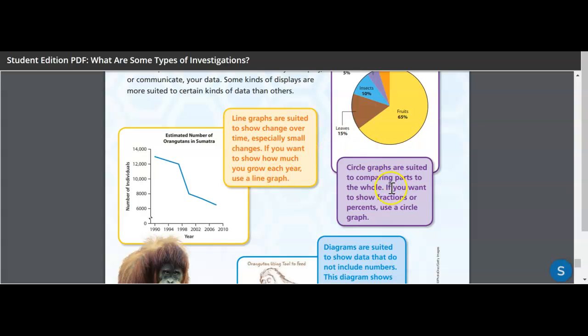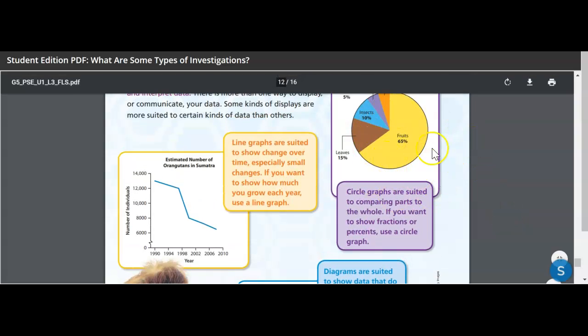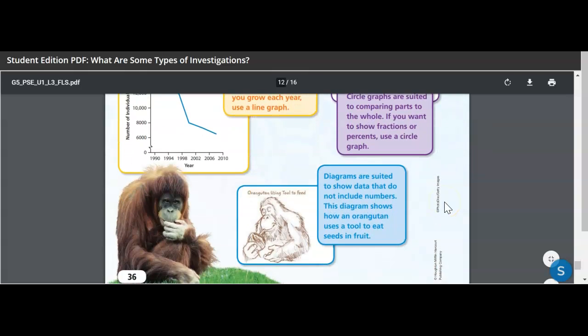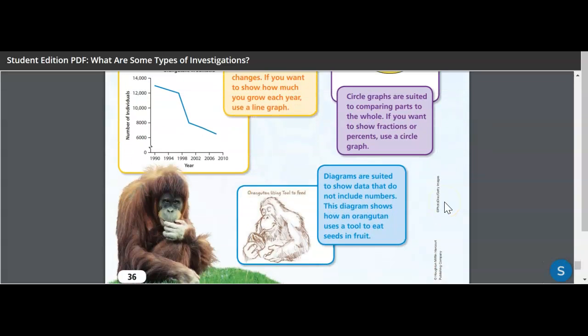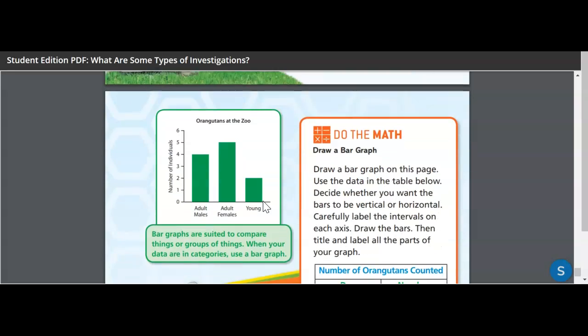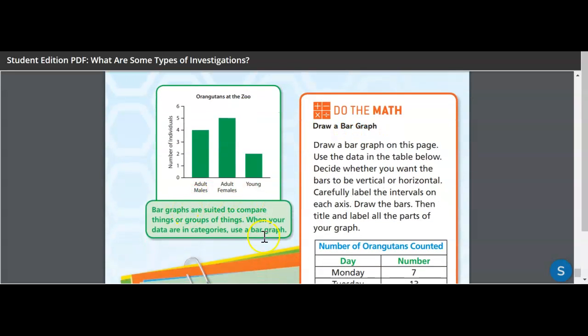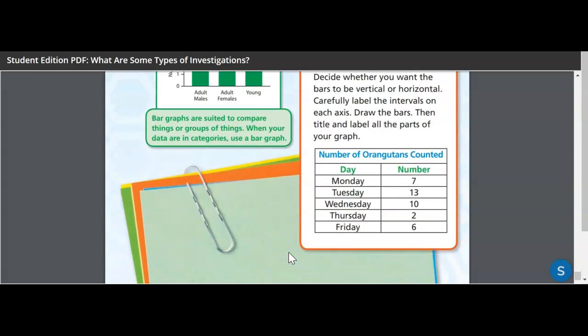Circle graphs are suited for comparing parts of a whole. So if you want to show fractions or percentages, then you're going to use a circle graph. Diagrams are suited to show data that do not include numbers, right? This diagram shows how an orangutan uses a tool to eat seeds and fruit. So there's different ways that you can show your data. Bar graphs are suited to compare things or groups of things. When your data are in categories, you use a bar graph.